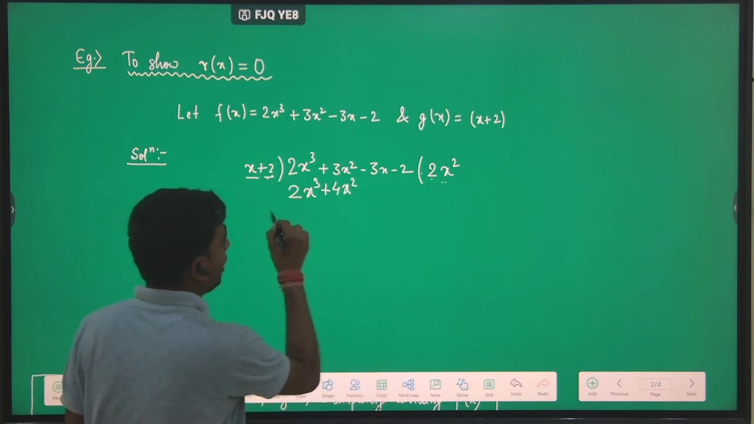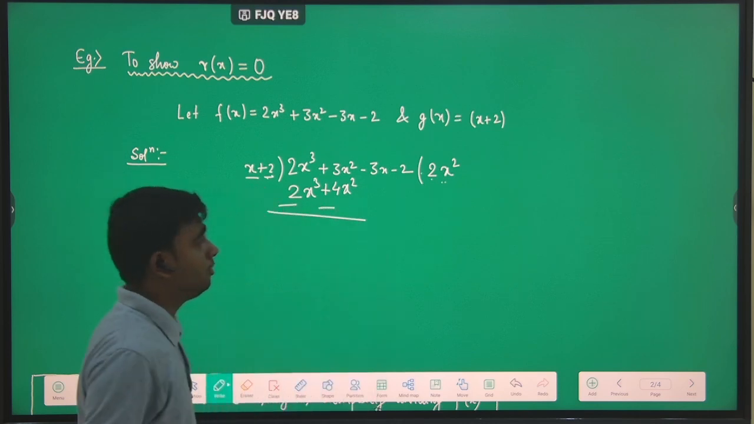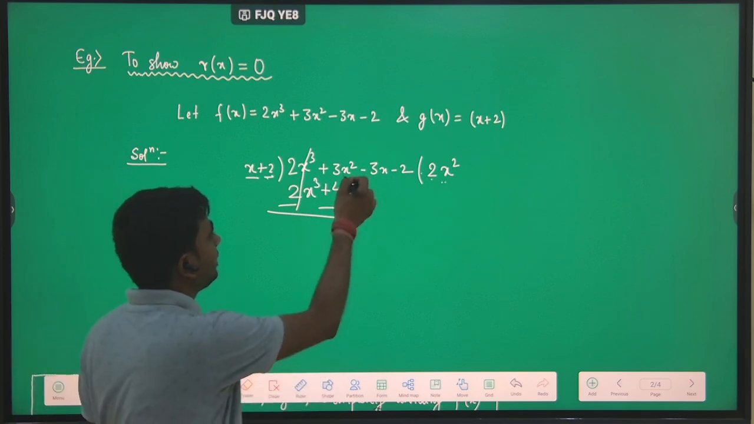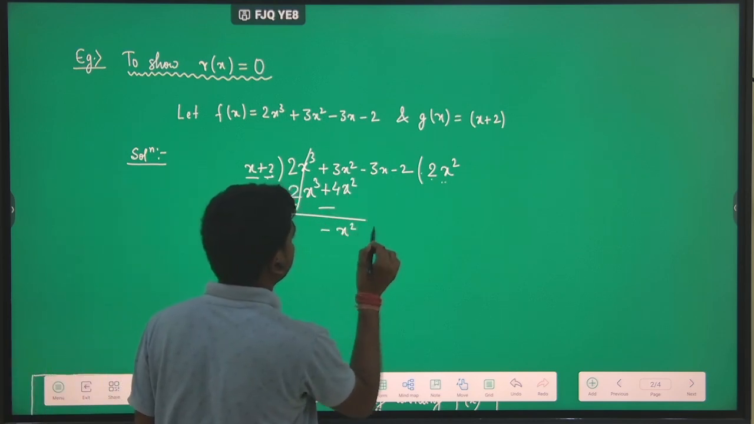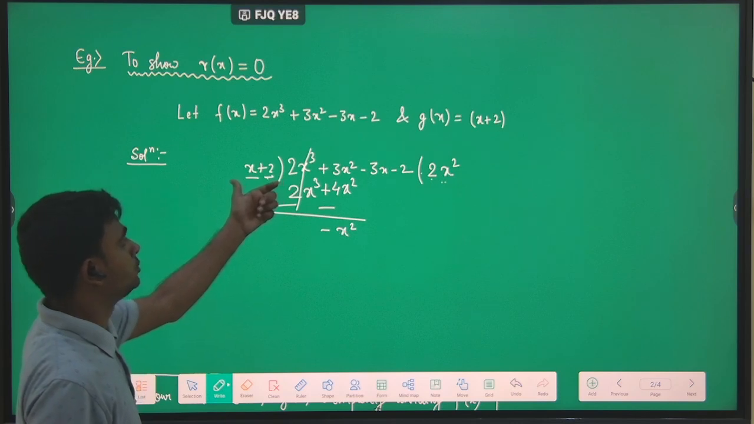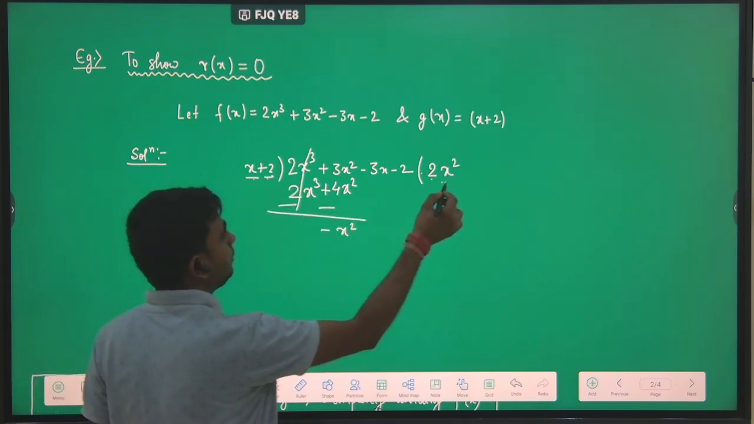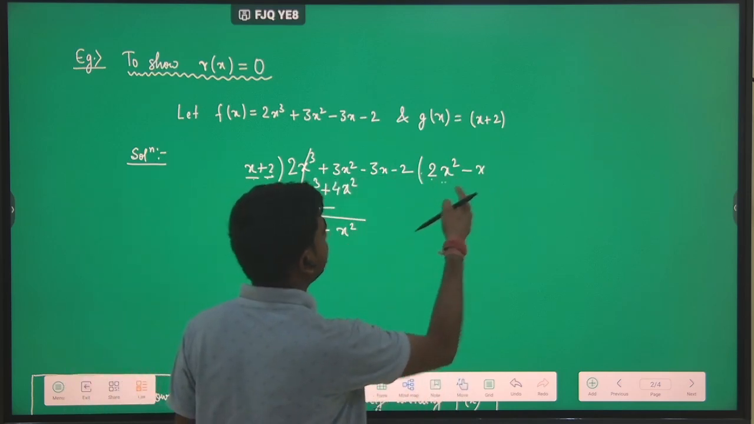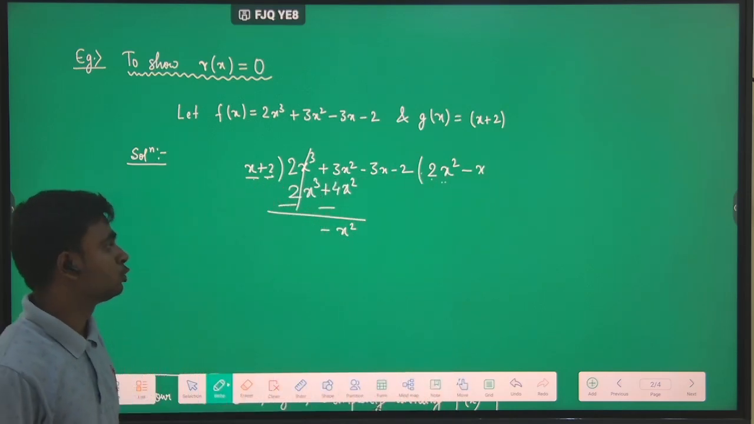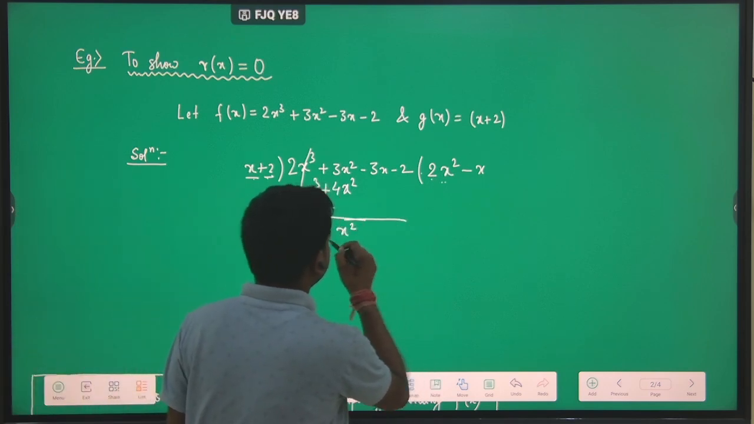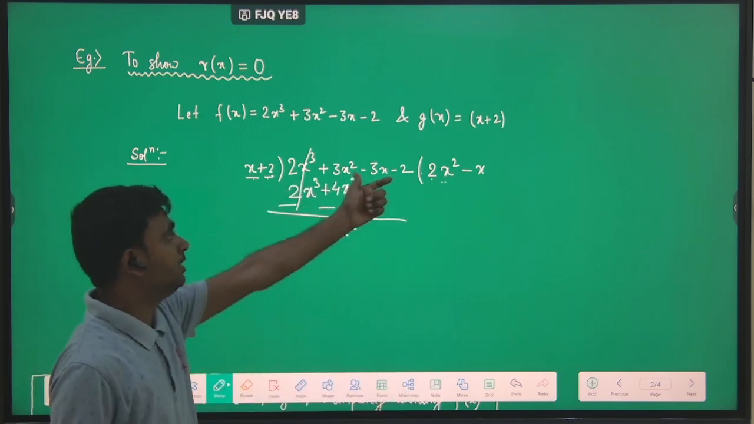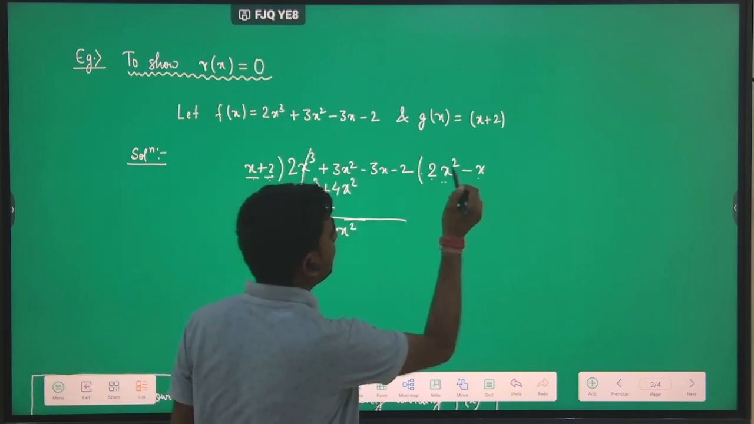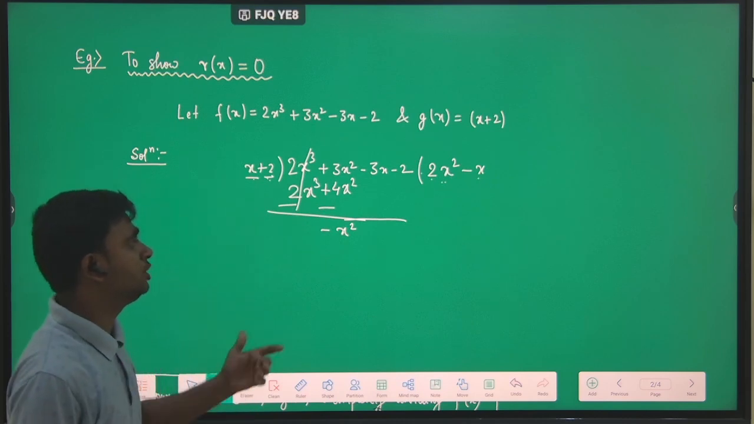After subtracting these two, what will we get? This 2x cube and 2x cube will be cancelled and we will get minus x square here. Here there are two terms. If this x is multiplied with minus x, what will we get? x into minus x will be minus x square. So what will we do? This is minus x square and here the second term is plus 2. So plus 2 when multiplied with minus x will be minus 2x.